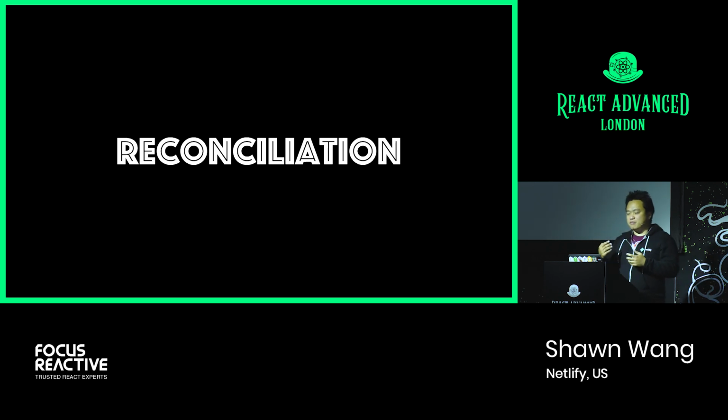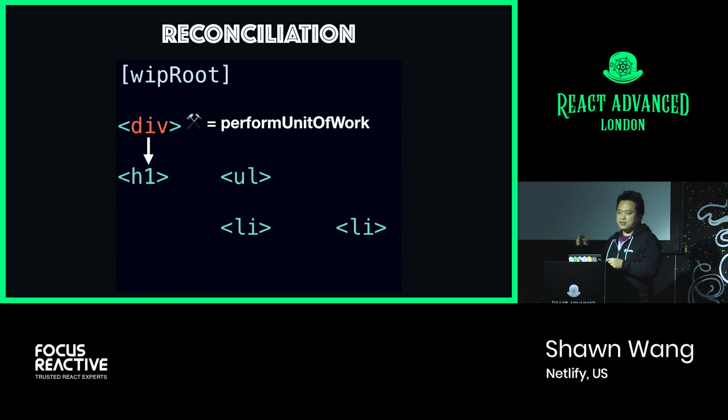I think I'm going to skip a few steps and go towards something more robust, and let's call that reconciliation. So here I start off with, and this is all done with fibers, a work in progress root, and I'll define doing work as a unit of work, processing one fiber, which is analogous to one DOM node over here. So I perform a unit of work on the top div.